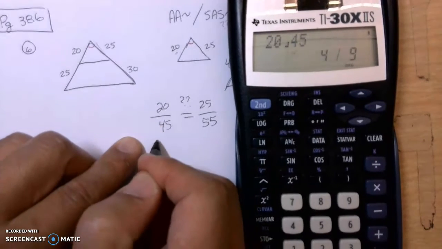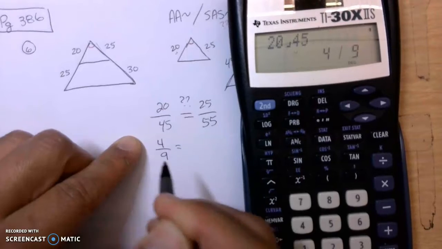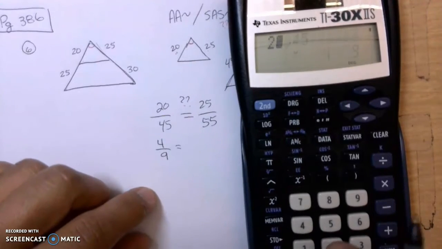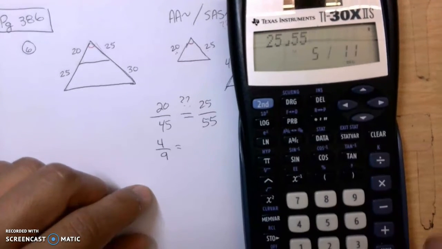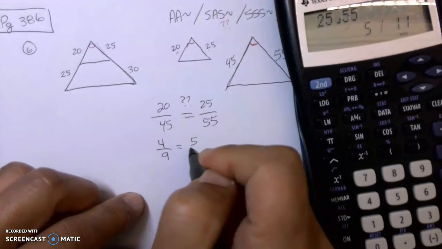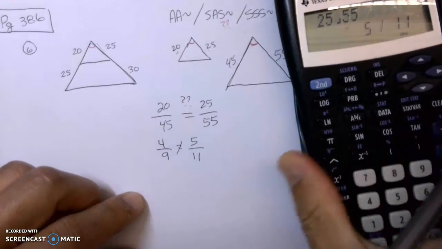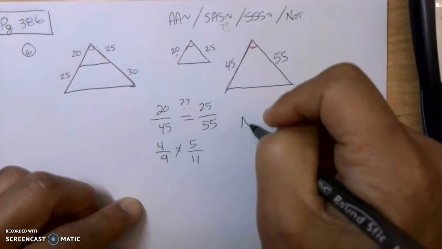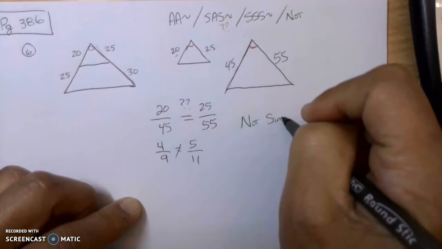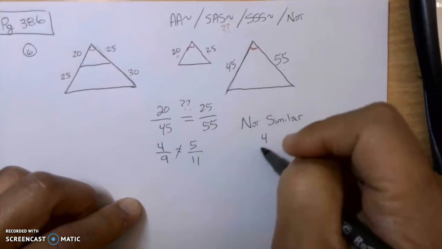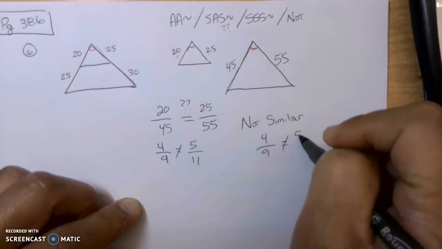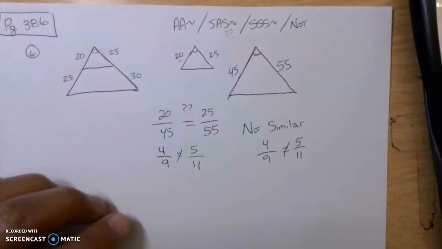And so this is 4/9. Now, is that the same as 25 over 55? Well, 25 ABC, 55, and that is 5/11. So obviously these are not the same. So these are not similar because the proportions are not the same, because 4/9 is not the same as 5/11. They are not growing at the same rate.